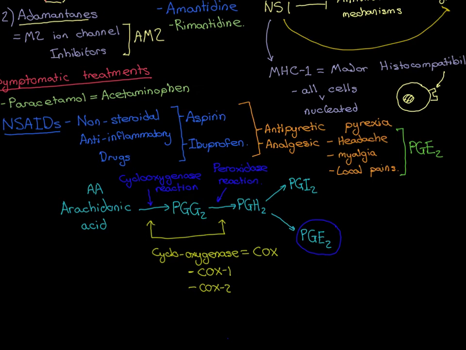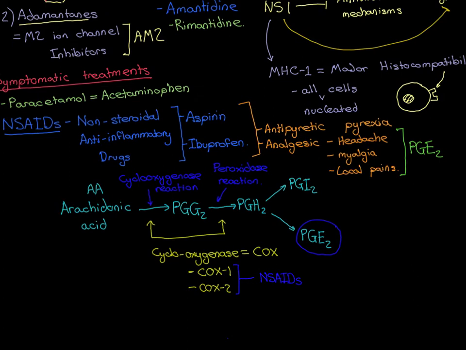Okay, so aspirin and ibuprofen, the non-steroidal anti-inflammatory drugs, the NSAIDs, they all work by inhibiting COX-1 and COX-2. So both of these enzymes, COX-1 and COX-2, are going to be inhibited by the NSAIDs. So these work by inhibiting COX-1 and COX-2.